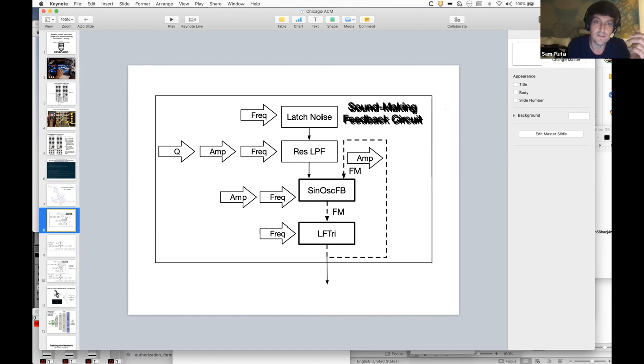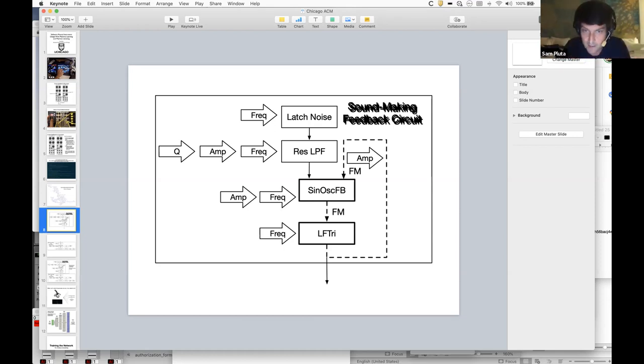I then have a resonant low-pass filter, a filter that cuts off the highs. I can control the frequency, the amplitude, and the Q, the resonance of the filter. Then I have a sine wave oscillator, to which I'm sending a frequency and amplitude, and a triangle wave oscillator to which I'm sending the frequency. To get the cross feedback, I'm feeding the sine wave oscillator into the triangle wave, and then feeding the triangle wave back into the sine wave oscillator. So that's your cross feedback circuit.